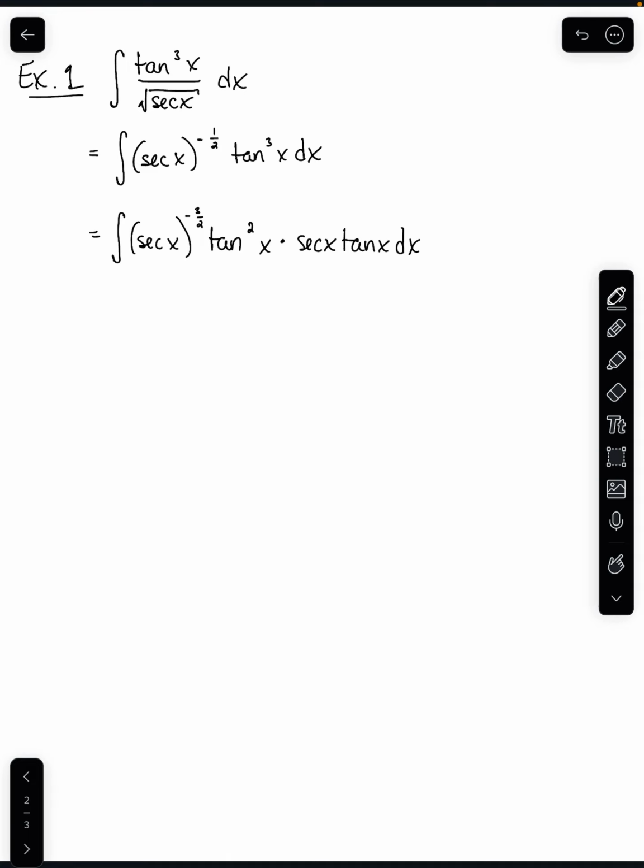So we've got our secant x, tangent x, dx off to the right. That is going to be our du when we get to substitution. But before we get there, we need to convert this whole thing into secants. So I'm going to leave this first guy alone because he's already a secant. But the tangent squared, using the Pythagorean identity, can be replaced by secant squared minus 1.